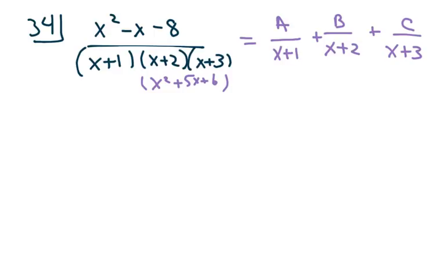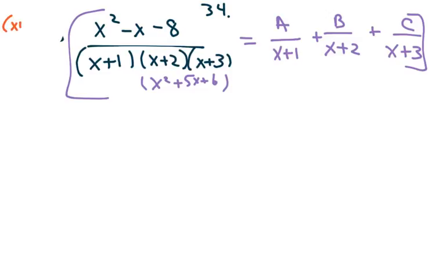And now to clear the fractions, basically we're multiplying by our LCD. I'm going to go ahead and erase 34. I'll put 34 right here. This is 34. So we're going to multiply by our LCD, which is, I'm trying to make it small here, x plus 1, x plus 2 times x plus 3. So clearly this will cancel this part. So you're just going to have x squared minus x minus 8.